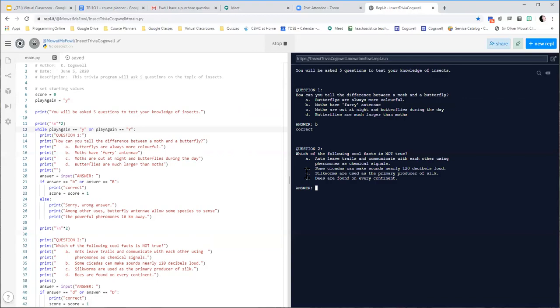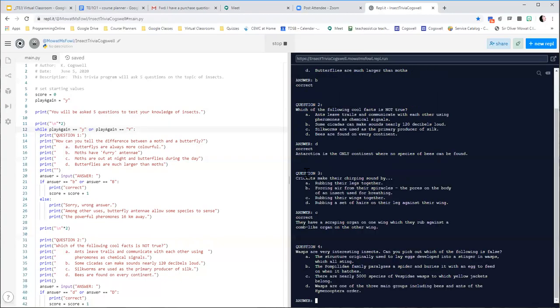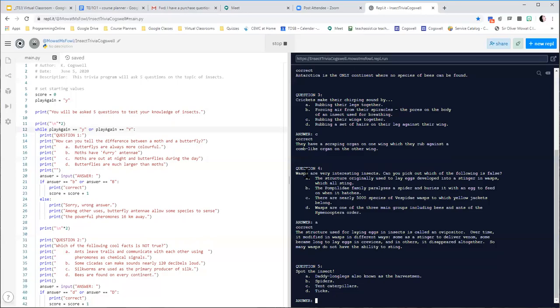Which of the following cool facts is not true? Well, I know that bees are not on every single continent because there are no bees in Antarctica. Crickets make their chirping sound. I think it's because they rub their wings together. And look at that, it is. All right, and I'm just going to pick A for the last two. A, oh, that would just happen to be right. I didn't even read it.